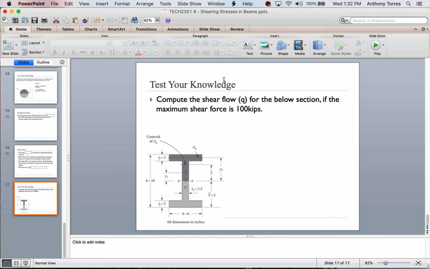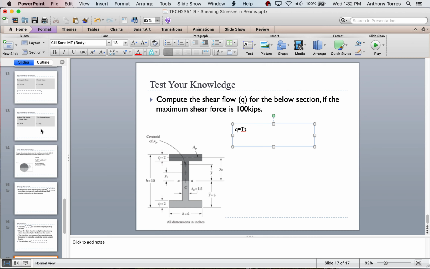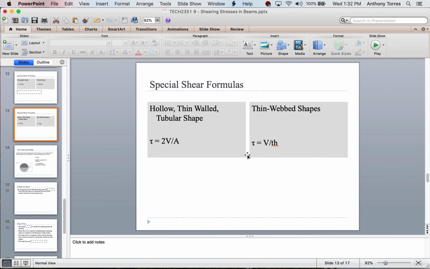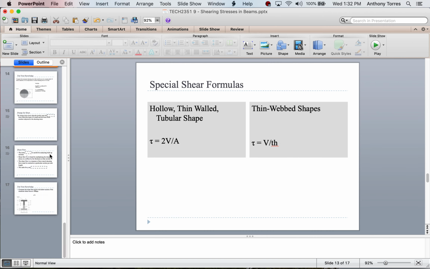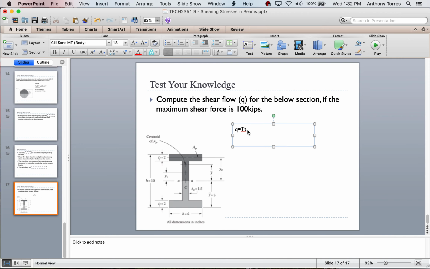Okay, I'm going to go over here and work in the text box. Basically, the equation for shear flow is little q equals tau, which I'm going to write as capital T, times the thickness. That's it. And we know from the previous slides that for a thin-webbed section, tau is equal to V divided by t times h. So I could come over here and just use that simple formula: tau is equal to V divided by the thickness times the height. And I could just plug everything in.